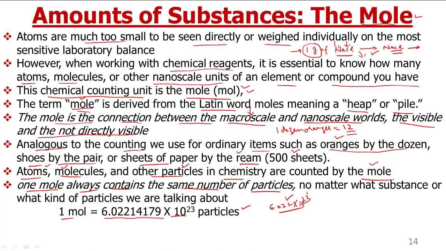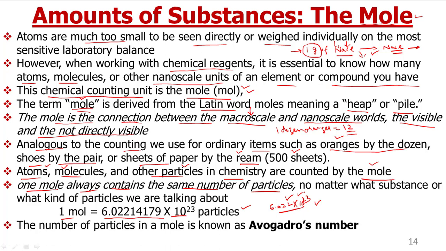Like 1 mole of atoms means 6.022 into 10 raised to the power 23 atoms, just as 1 dozen atoms means 12 atoms. 1 mole of molecules means 6.022 into 10 raised to the power 23 molecules. So 1 mole will always have the same number, 6.022 into 10 raised to the power 23, and this is also called Avogadro's number. Avogadro is the name of a scientist, so by his name we have given this number a name.